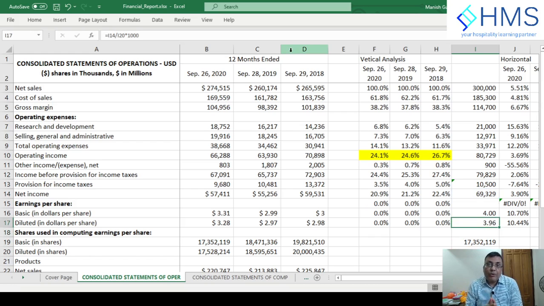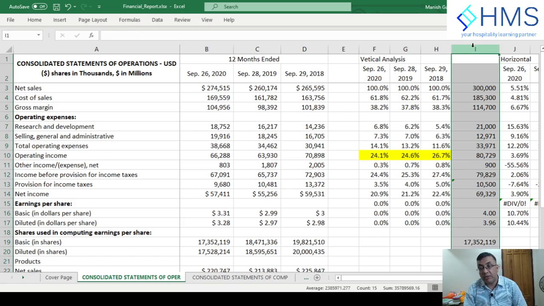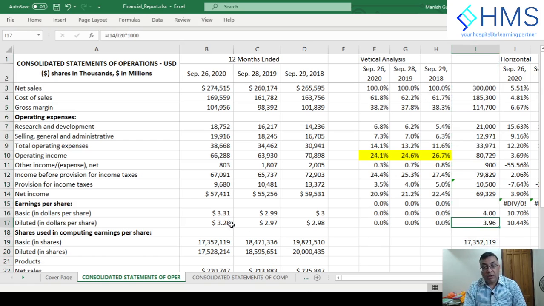So now you will be able to compare it with the price that you are paying. Let's say I say that in the next year, 2021, the company is going to do this, so based on my share price, I would use $4 rather than 3.3. So that's how much I will calculate.